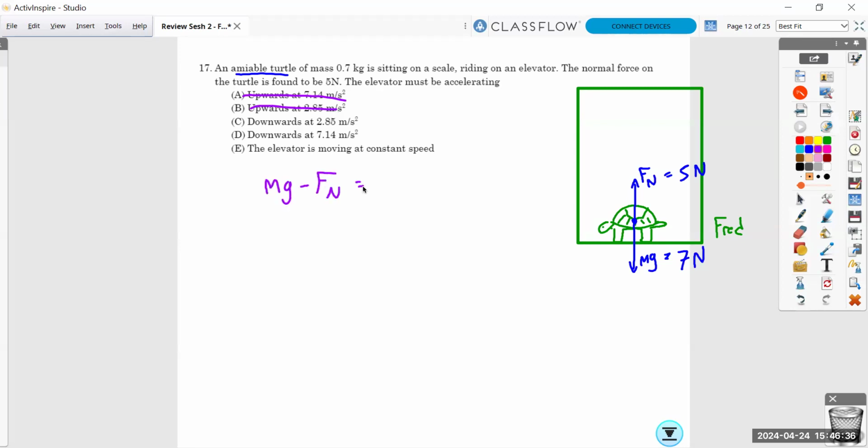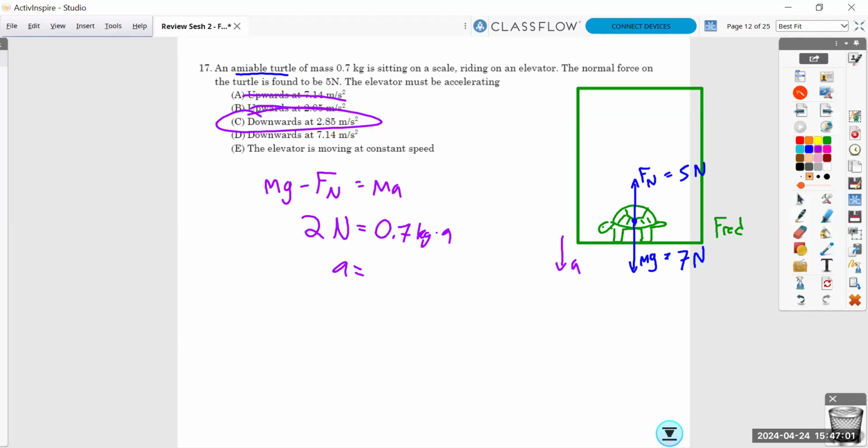Minus the normal force is going to equal ma. 7 minus 5 gives me a net force of 2 newtons, with a mass of 0.7 kilograms. If I solve for that, I get 2.85? Yeah. So it is accelerating downward at about that. Our acceleration is this way.